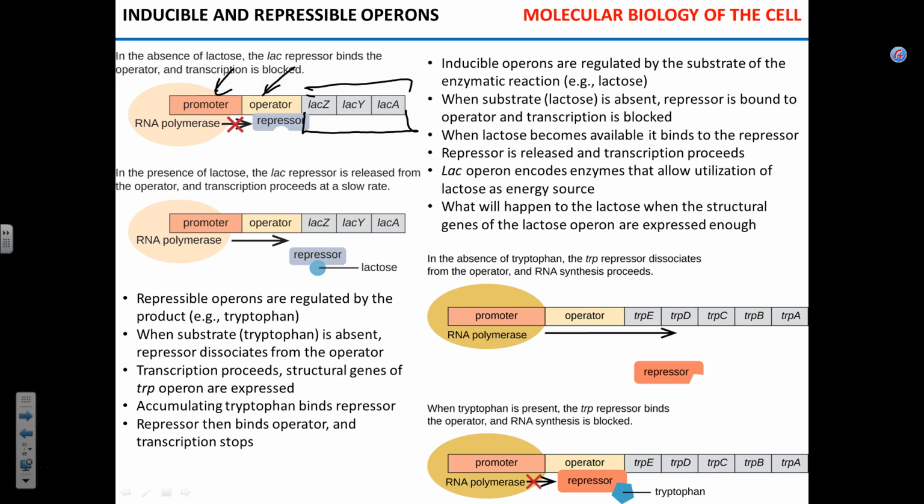Okay? When lactose isn't present in the environment, the molecule of repressor protein is bound to the operator. The repressor physically blocks the transcription. So RNA polymerase cannot proceed. Is it clear? It's a wall. Go ahead.